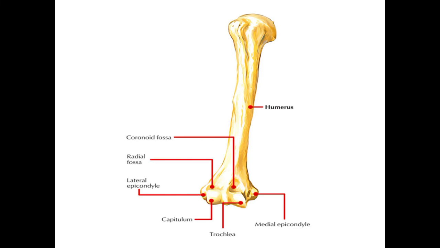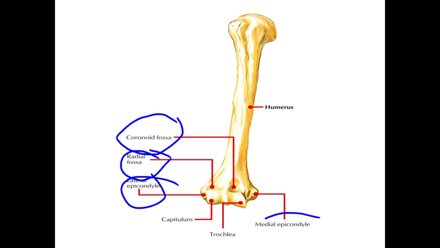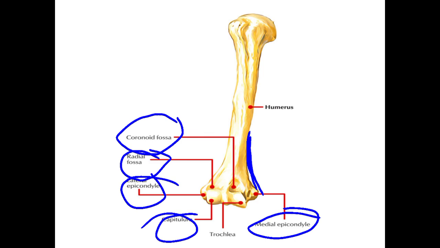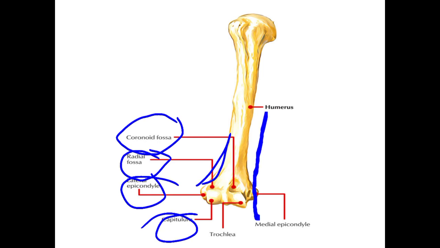So this is the humerus bone. You can see some of the bony features: the coronoid fossa, the radial fossa, the lateral epicondyle, the medial epicondyle, the capitulum, and the trochlea down there. This side is called the medial supraepicondylar ridge, while here you see the lateral supraepicondylar ridge. At this part, where you see the medial epicondyle, behind it is where you find the ulnar nerve passing through from behind, like that.